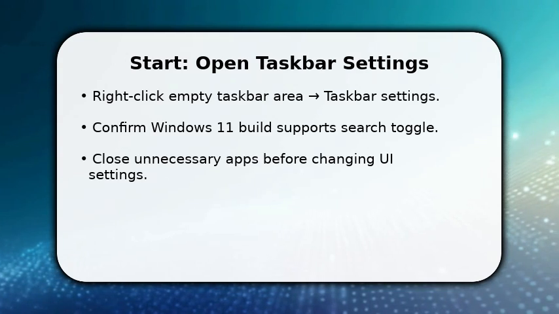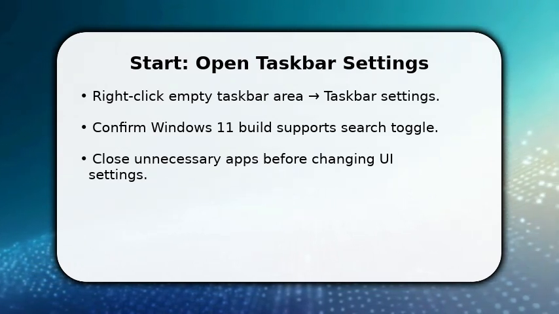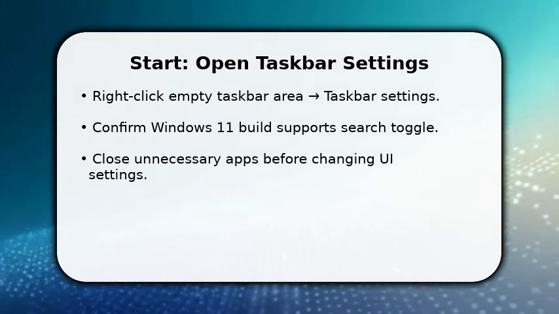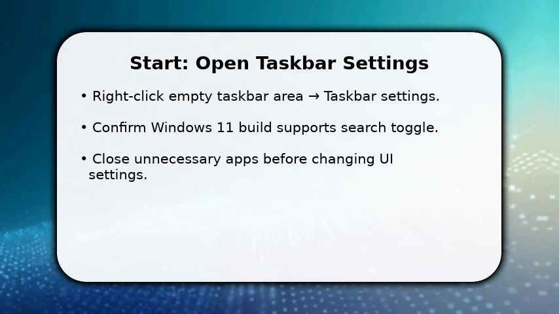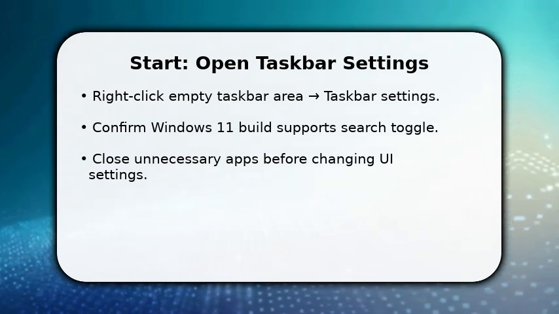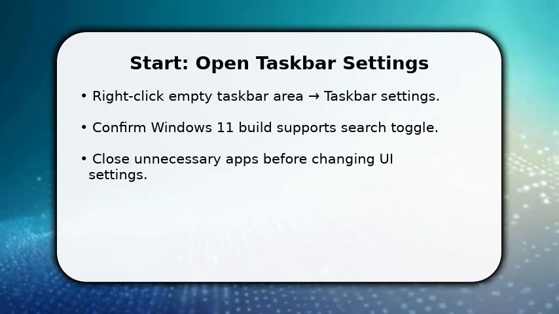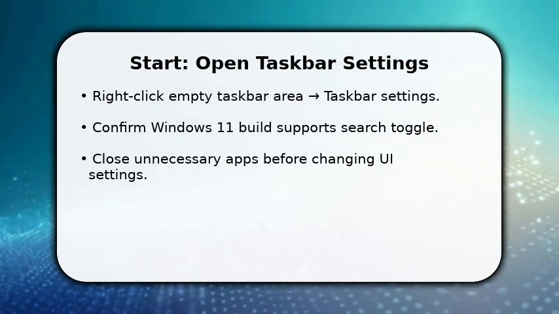You'll begin by opening Taskbar settings so you can remove the search control quickly. Right-click an empty area of the taskbar and choose Taskbar settings. This takes you straight to the right pane. Once there, make sure you're on the main taskbar page so you see search listed.